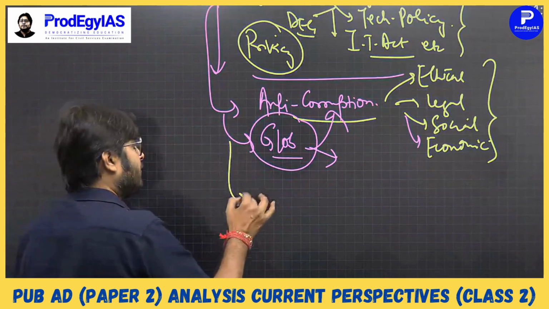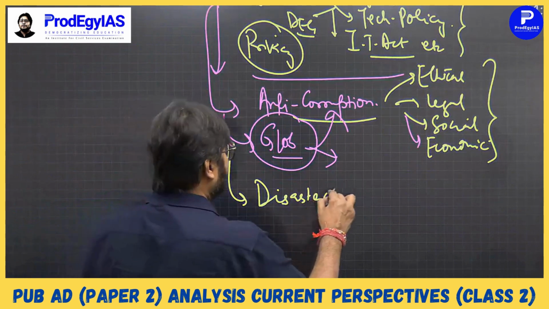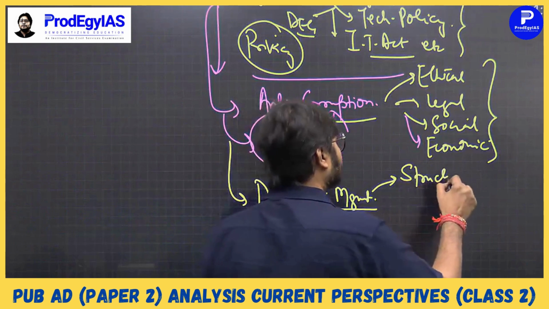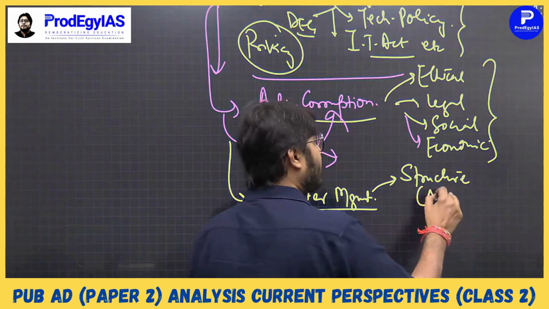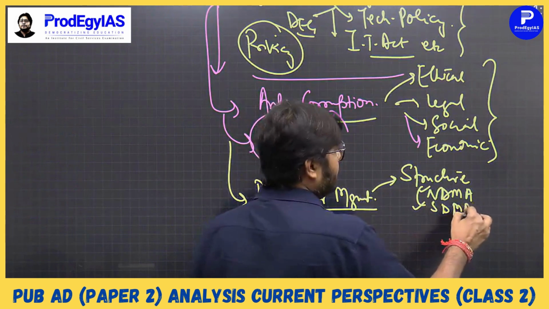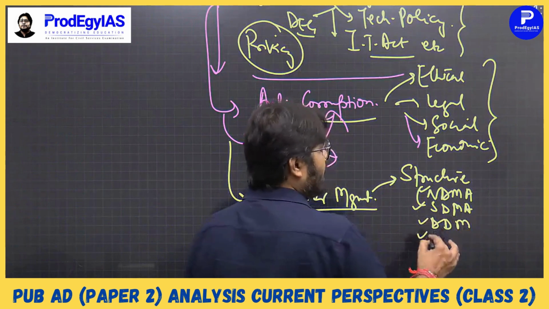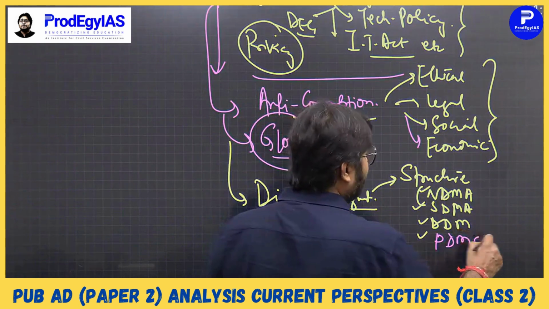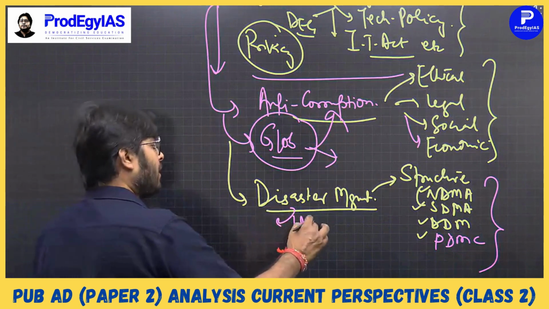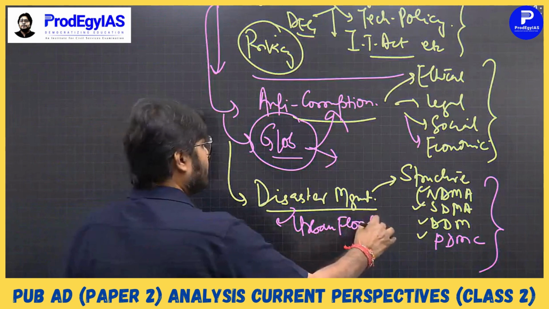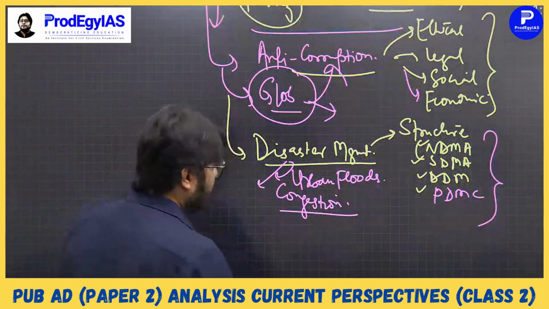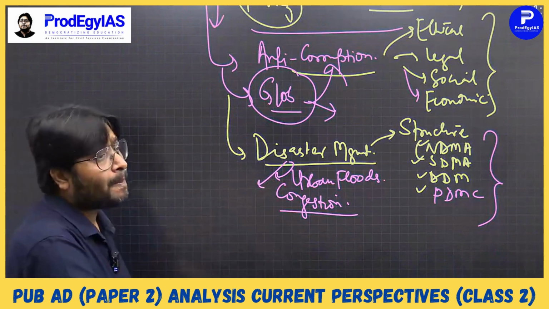Then definitely disaster management, especially the institutional structure: NDMA, the National Disaster Management Authority, State Disaster Management Authority, District Disaster Management Authority, Gram Panchayat or Panchayat Disaster Management Committee. So how disaster management can be improved, especially if you see urban floods, congestion, the tragic death of the students, which has been one of the reasons.